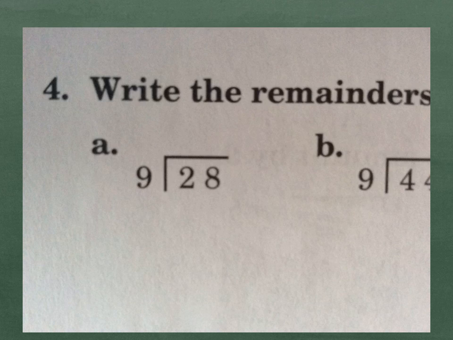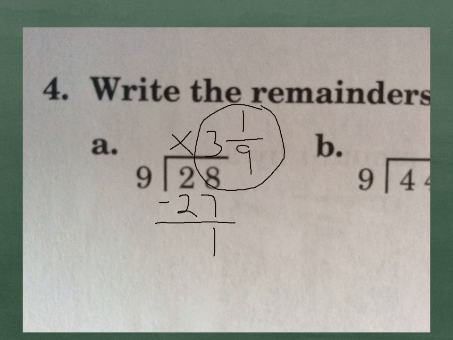A tells us to write the remainders as fractions. 9 does not go into 2, but it does go into 28 3 times. 3 times 9 is 27. Subtract, I get 1. It said to write the remainder as a fraction, so the 1 goes on top, and that 9 goes on the bottom. So we get 3 and 1/9.